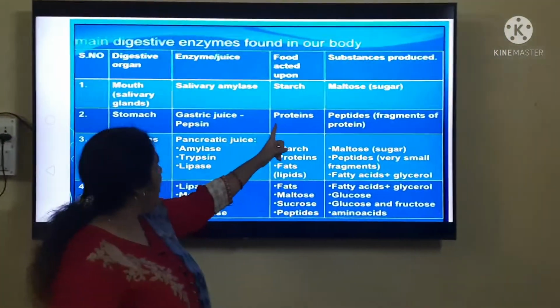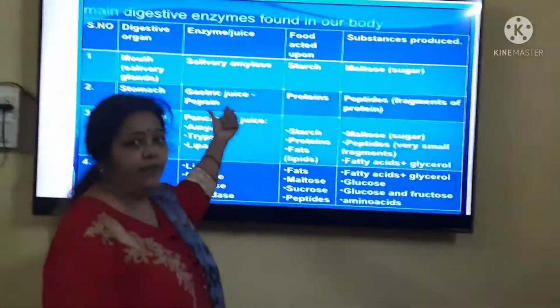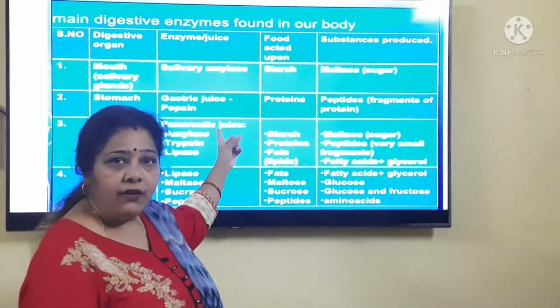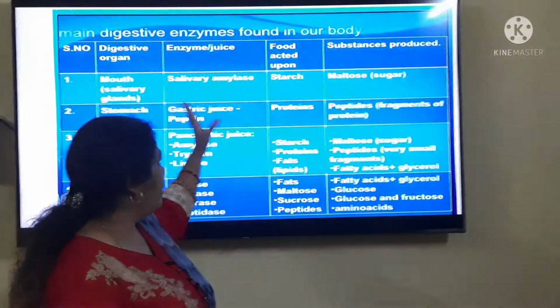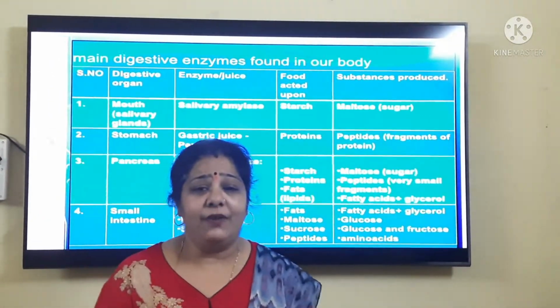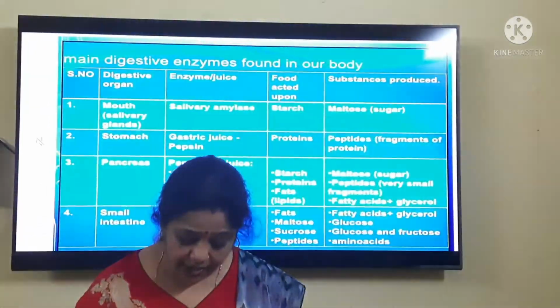Like here, one more thing I want to tell you: the stomach makes gastric juice, that is pepsin. In addition to this, you know, hydrochloric acid is also there. And hydrochloric acid, how is our stomach not getting harmed by the hydrochloric acid, can anyone tell?